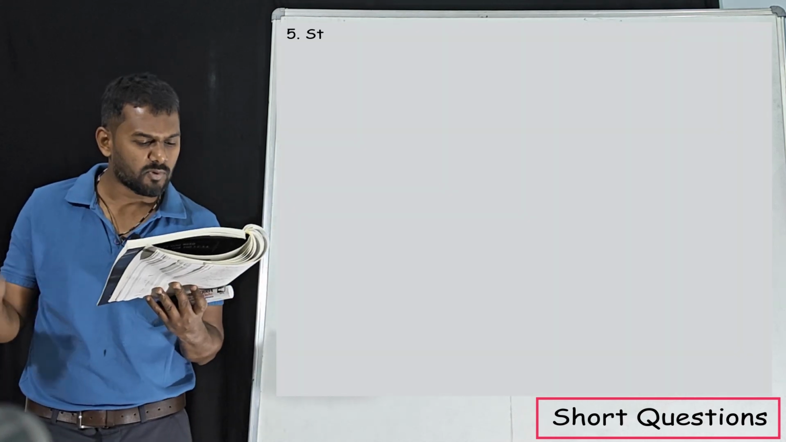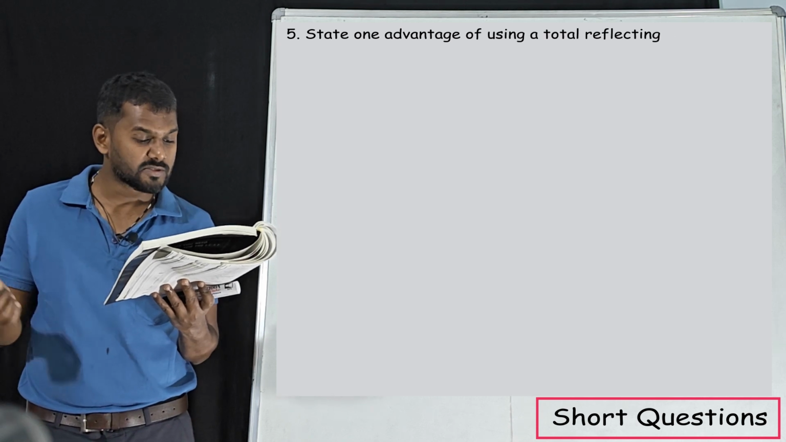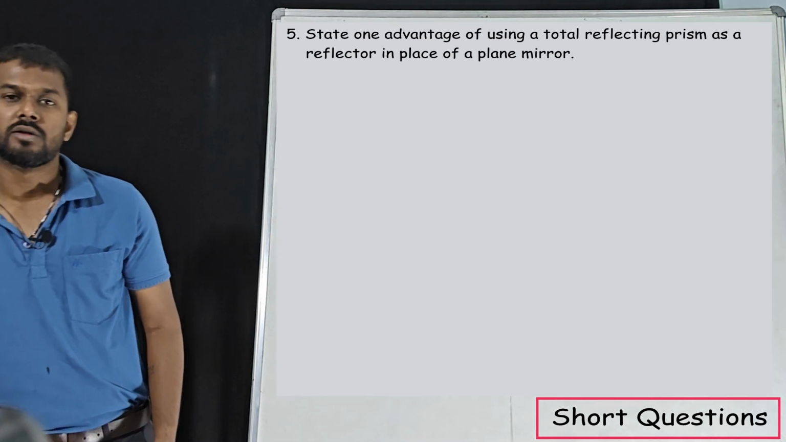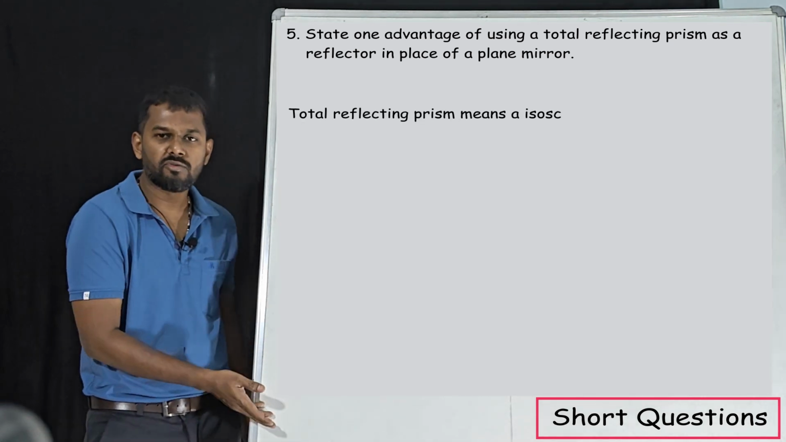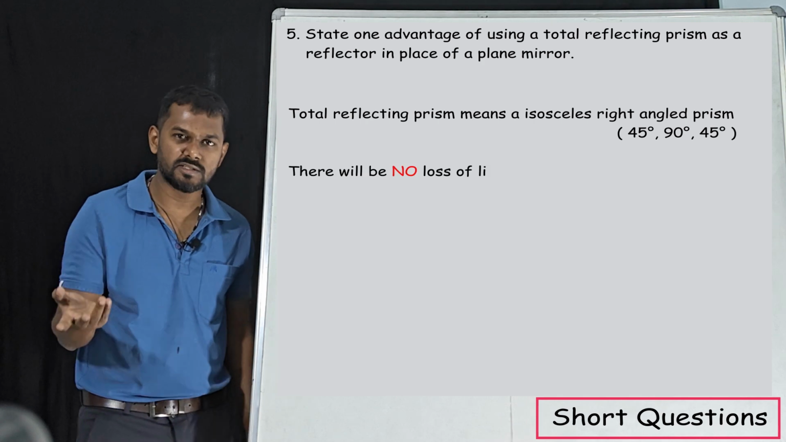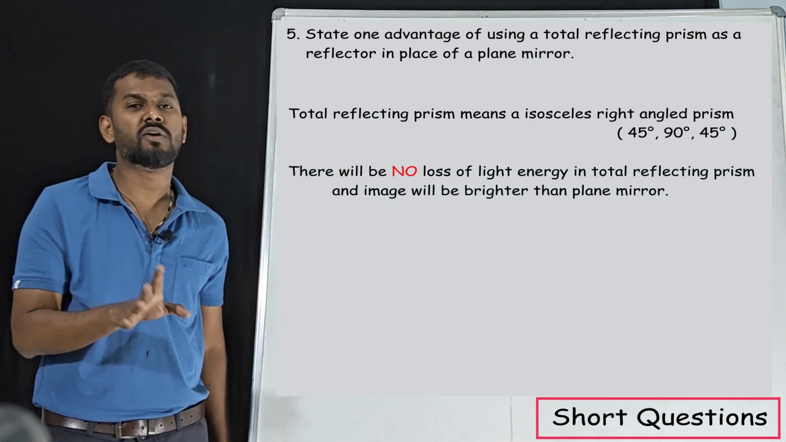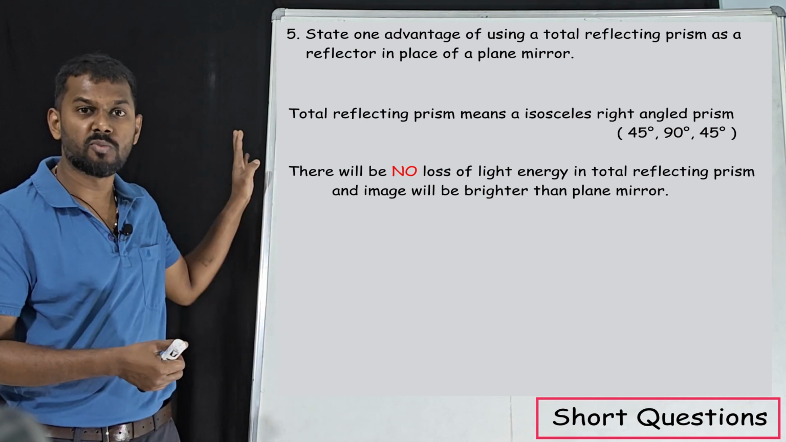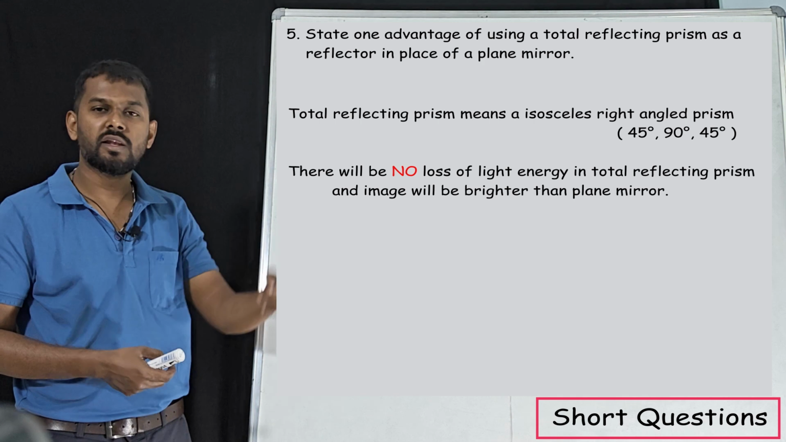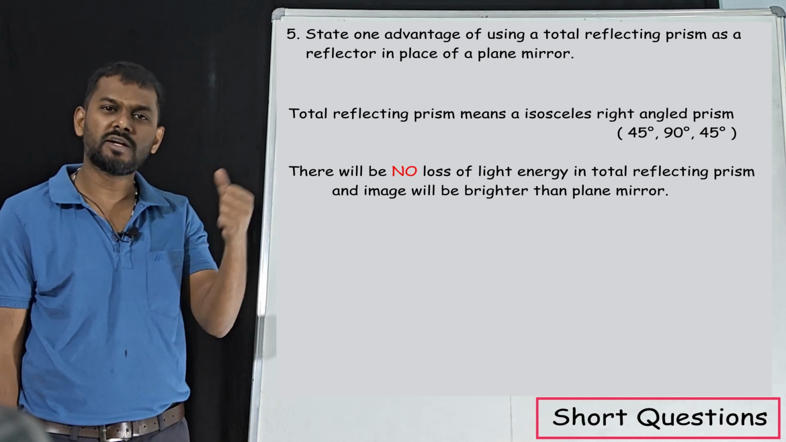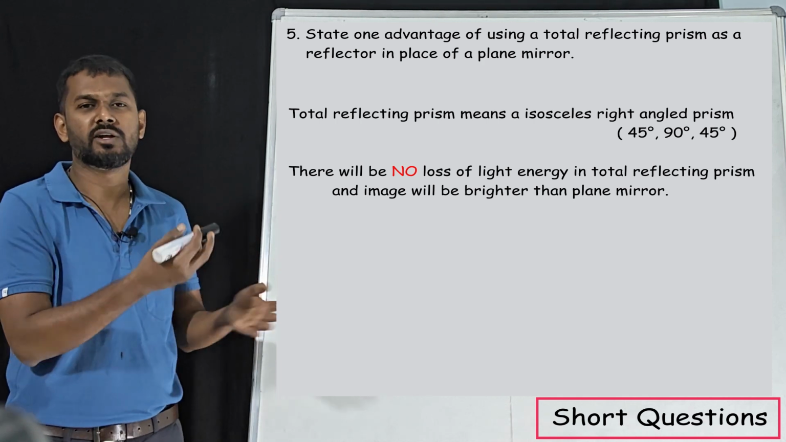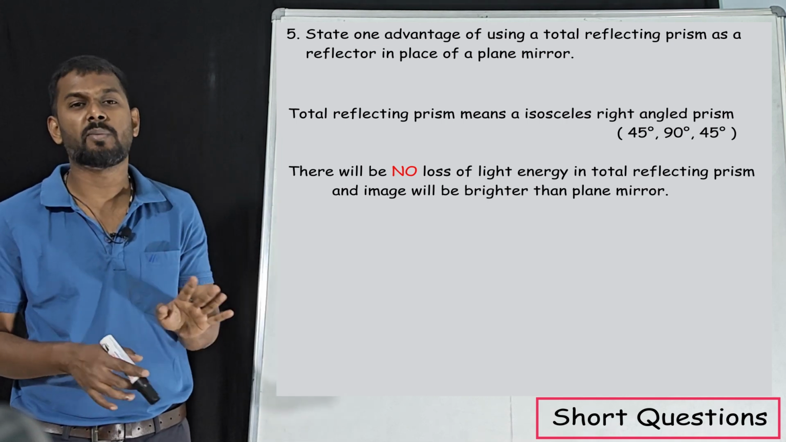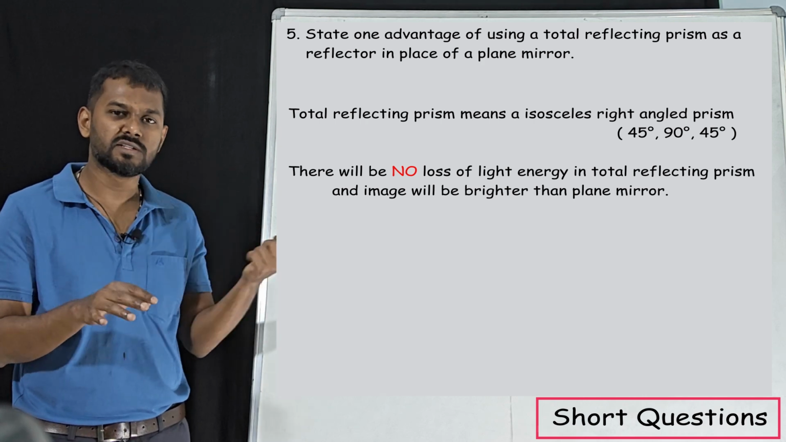Our next question: state one advantage of using a totally reflecting prism as a reflector in place of a plane mirror. In a plane mirror we also get reflection, so why do you have to take a prism? If you know the differences, you can write the answer. In a plane mirror there will be a loss of energy, but in total internal reflection there is no loss of energy, and the image is also brighter. In normal reflection it will not be that bright compared to total internal reflection. This is the advantage. They are asking for one advantage, so write only one. Don't write extra, because if that extra part is wrong, you will lose marks. So this is the answer for this question.